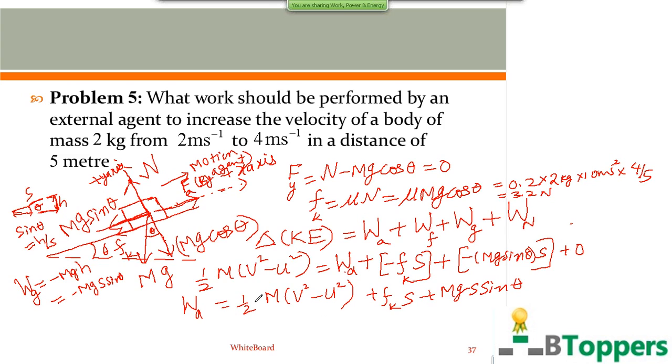You can copy down the working now, because the rest of the discussion is only simplification. You have to simply substitute the numericals and simplify it, which you can do yourself. Come on, copy down the working. We are substituting all the values in SI units, so work will be in joules. Sine 37 degrees is equal to 3 by 5. Solve this. You can try to simplify this yourself. Come on, copy down the working. Don't wait for me to complete the simplification. You can try to do the simplification yourself.